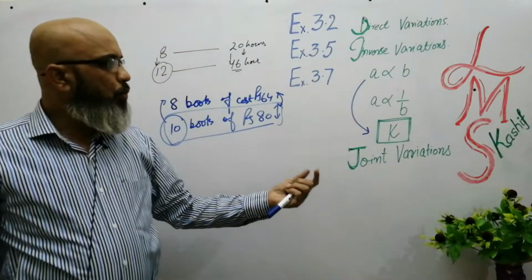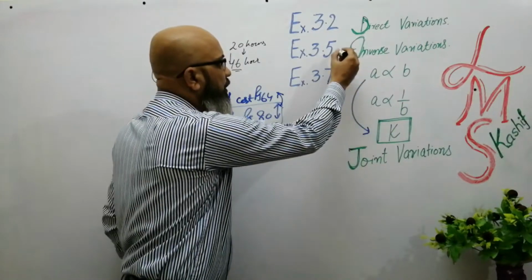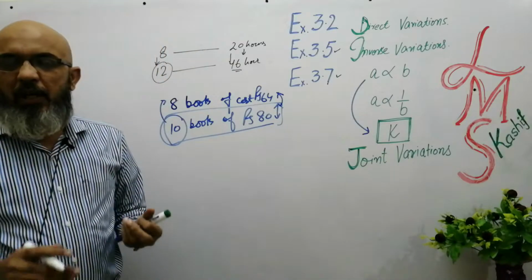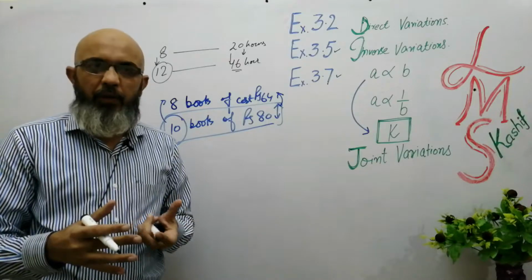So now come to the next one, joint variation, which we use in exercise 3.5 and 3.7. It means a combination of direct and inverse variations with more than one variable.